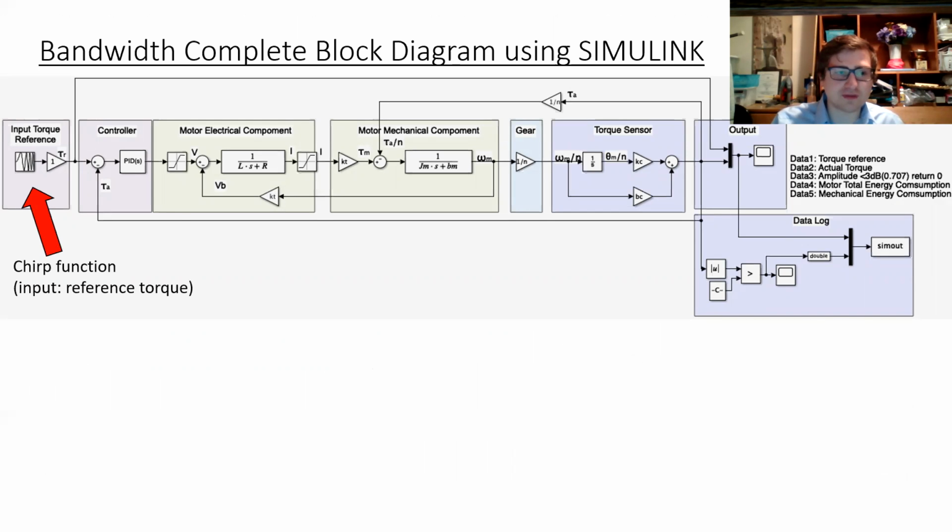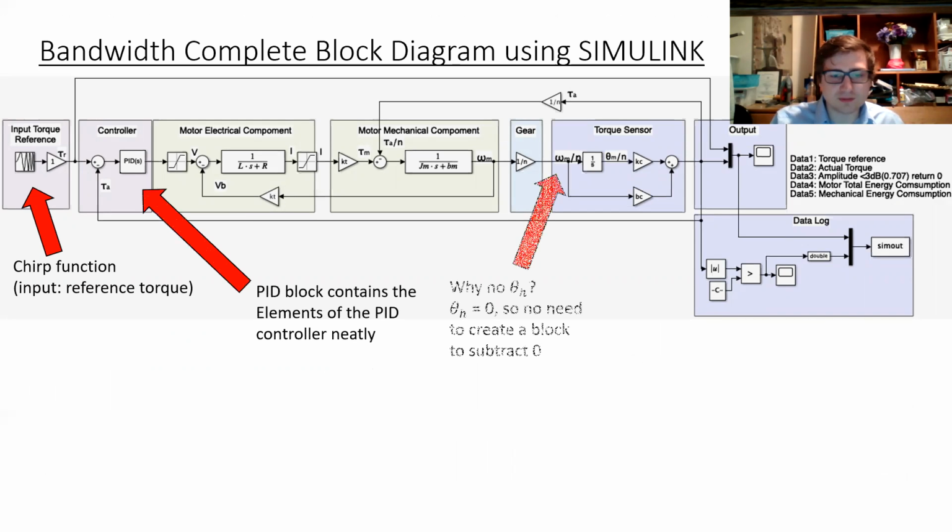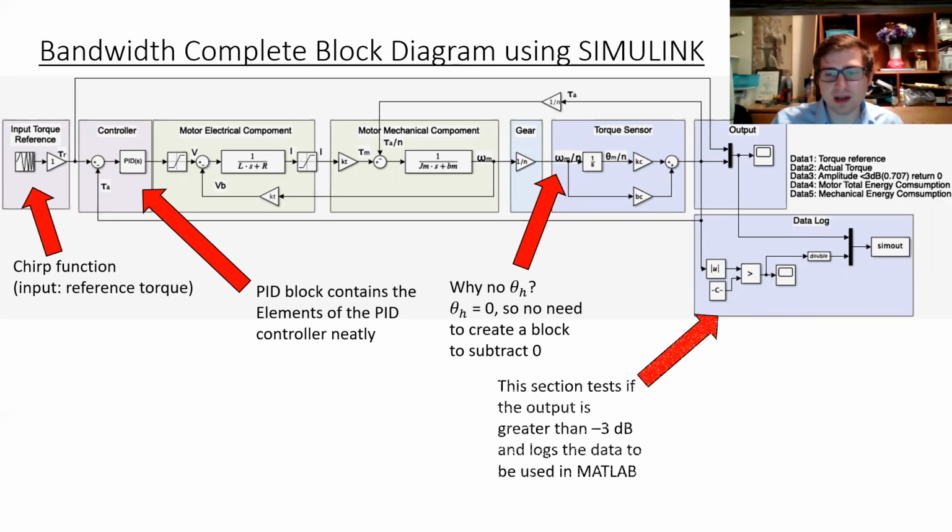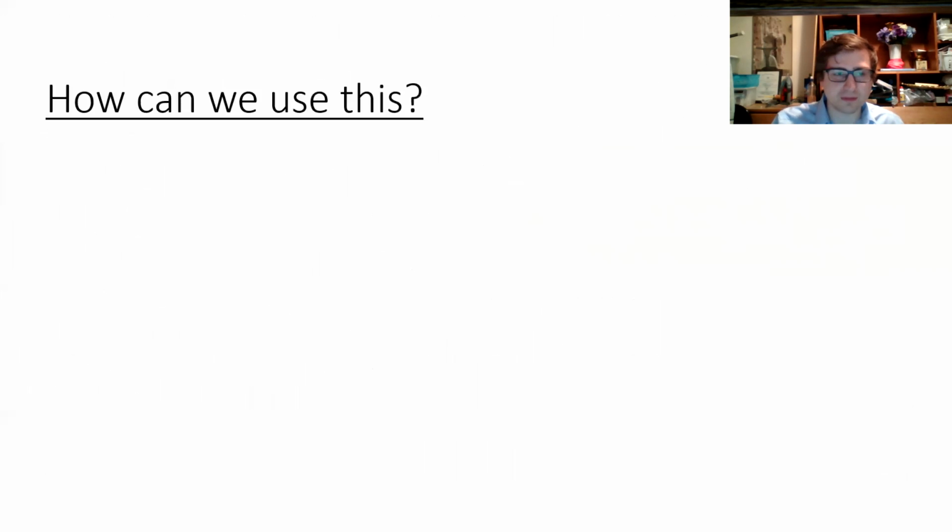Now our chirp function is for your reference torque. And there's no theta H because I'd just be subtracting 0, since I fixed theta H to 0. And this is just a little data log section.